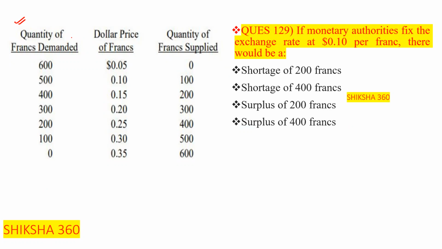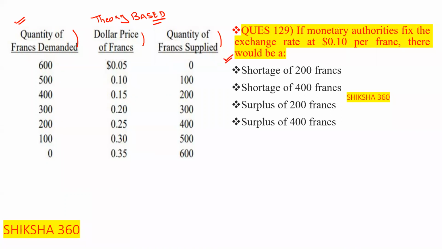Here they have given the quantity of francs demanded, that is the currency, the dollar price of francs, and the quantity of francs supplied. This is theory based. And sometimes they will ask the same on the graphical based. So we have to understand both. That's why first of all we have to discuss the theory based.